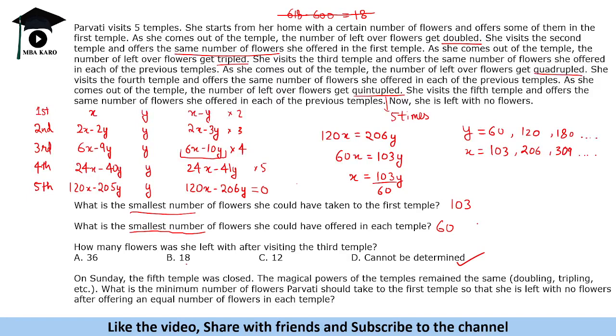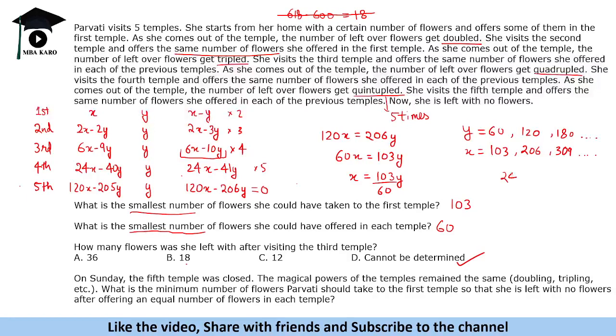Now, the fourth question. It says, on Sunday, the fifth temple was closed. The magical powers of the temples remained the same. Doubling, tripling, the same thing happened, but she did not visit the fifth temple. So she went only till the fourth temple, right? What is the minimum number of flowers Parvati should take to the first temple so that she is left with no flowers after offering an equal number of flowers in each temple? So basically, it is saying that this part should be 0.